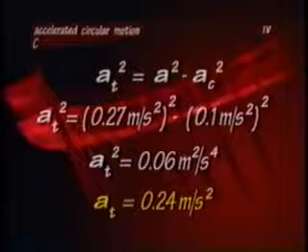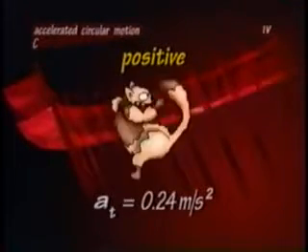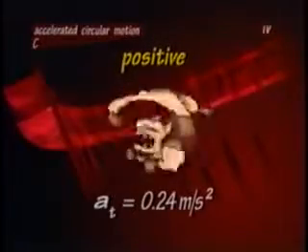Take the square root of that to find A sub t, and we get that the tangential acceleration of Cat's head is 0.24 meters per second squared. And because the tangential acceleration is positive, we know that Cat's head is going faster and faster and faster!